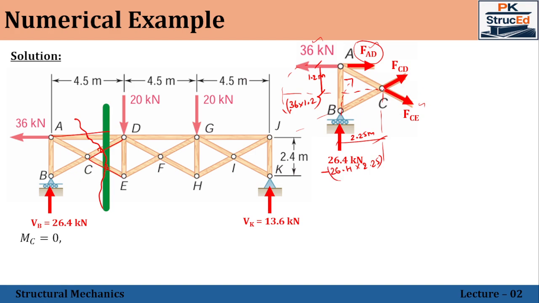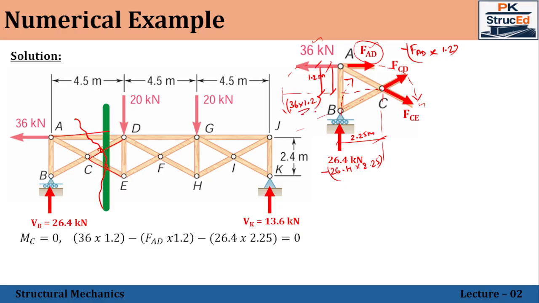Again, these two will not create any moment, whereas this will create a moment. This will tend to rotate in this direction, that is a clockwise direction. That also will create a negative one. So minus FAD into the vertical distance between these, that is again 1.2. So 1.2. That's it. Now we can use this one.